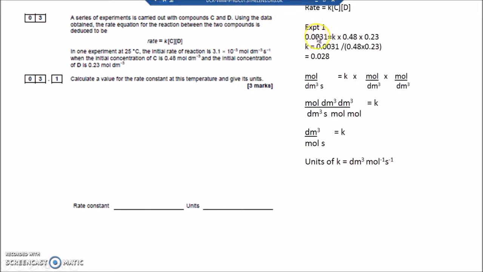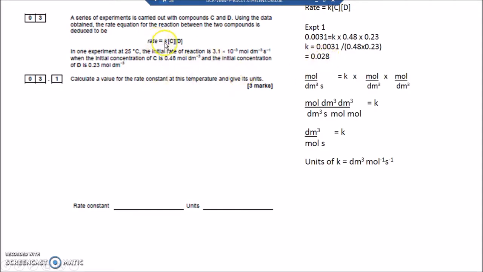So 0.0031, or 3.1 times 10 to the minus 3, is the rate, which equals the rate constant K that we don't know, multiplied by 0.48, which is the concentration of C, multiplied by 0.23, which is the concentration of D. So K is 0.0031 divided by these two numbers, and it comes out as 0.028, quite straightforward.